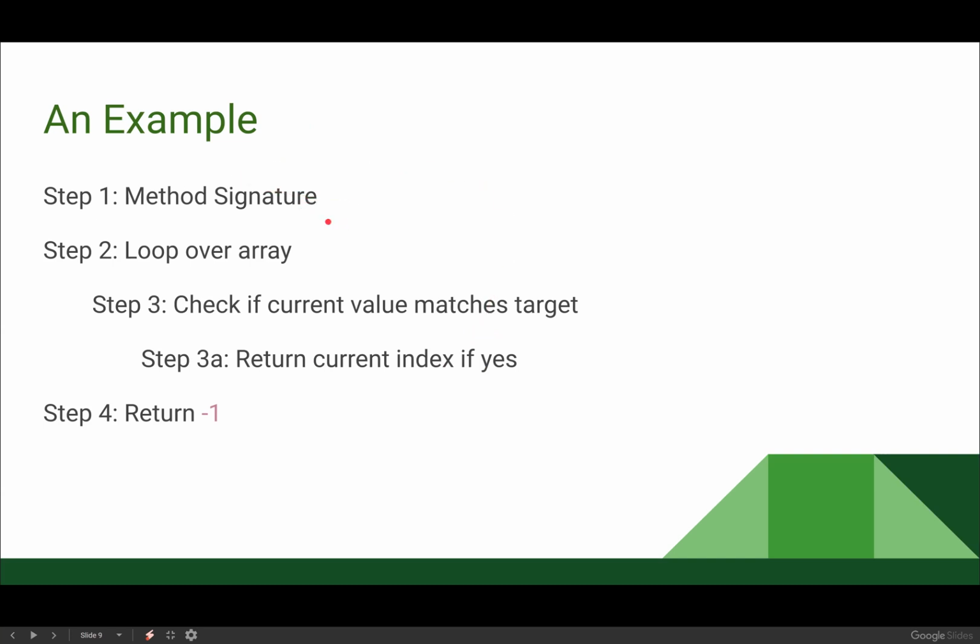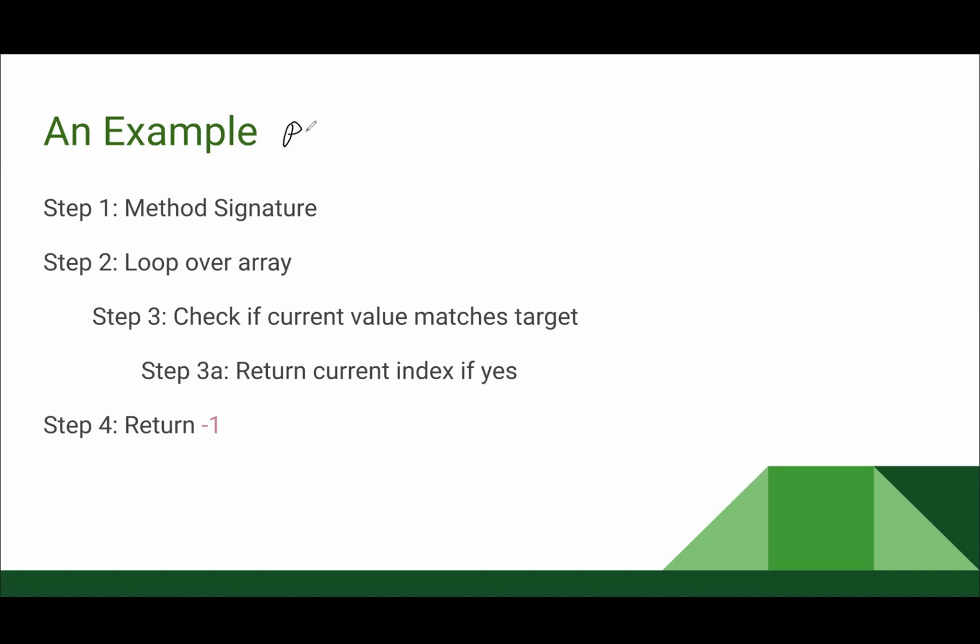So what is our signature going to look like? What type of value are we going to return here? Obviously, we're going to have a public method. What type are we going to return? If we're going to be returning an index, what type is that going to be? An integer. Absolutely correct. So we're going to return an int.